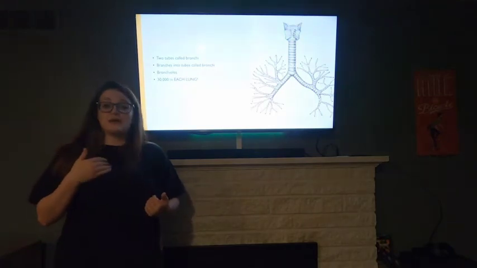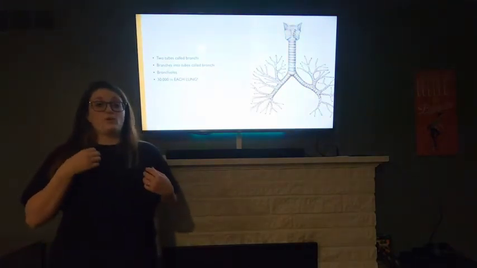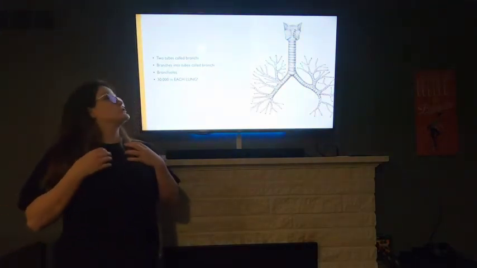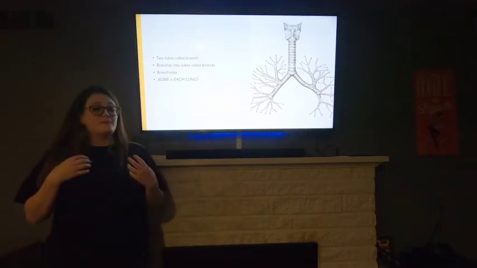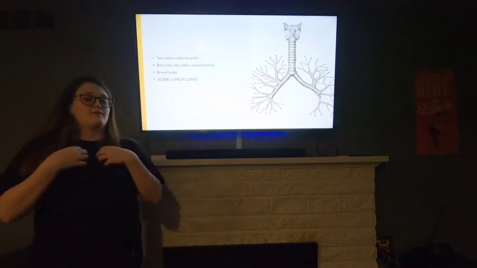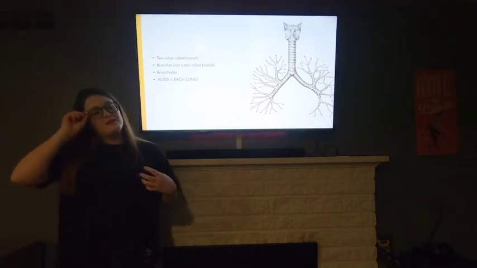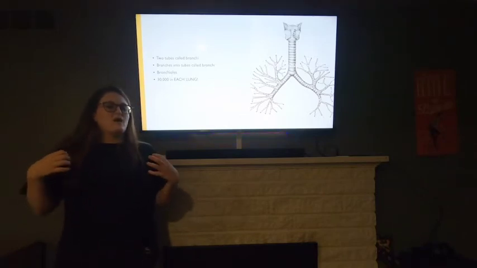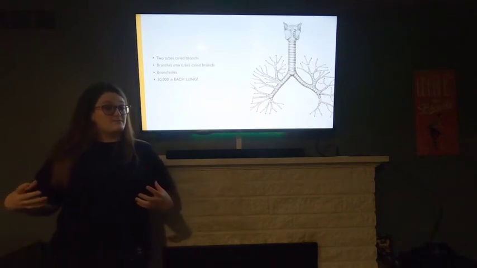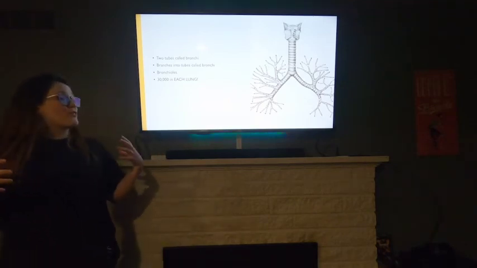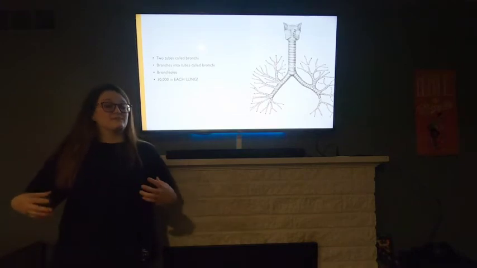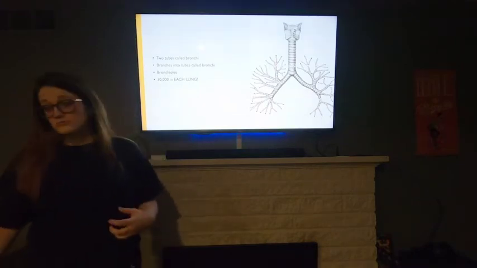Once you get past the trachea, you have two tubes, one on the right and one on the left. These are called bronchi. Each bronchi then branches off, looking almost like a tree, into thousands and thousands of what we call bronchioles. We have 30,000 bronchioles in each lung.